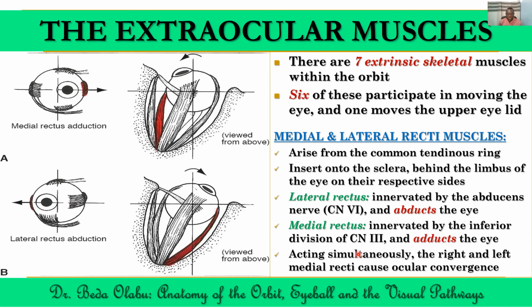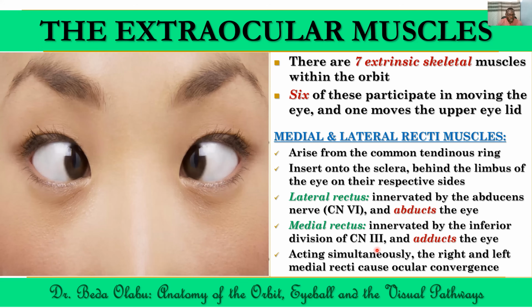How about if both the right and the left medial rectus contract? What will happen? The pupils will move toward the center, and that is what we call ocular convergence. So the medial recti are the ones responsible for ocular convergence. This is particularly used when you want to see something at the root of your nose, something with a very short focal distance.